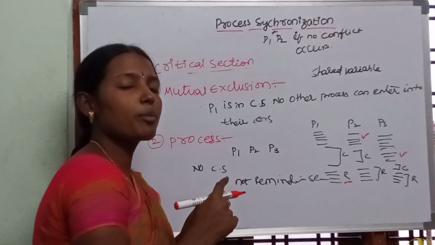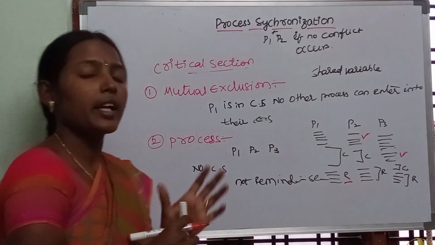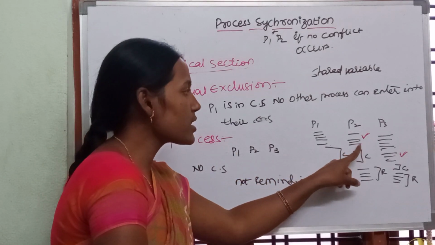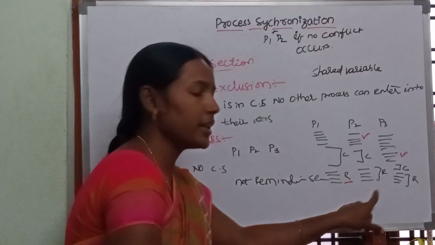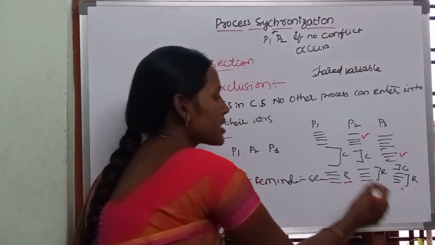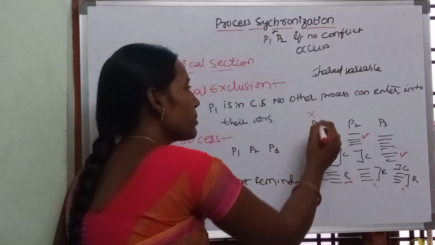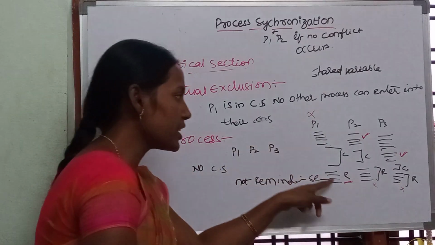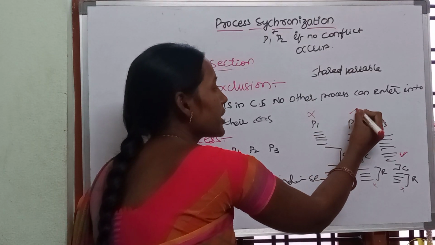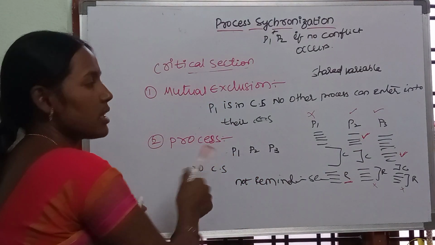Now if any one of the processes asks the system to enter into the critical section, it will give the permission to the processes that are not in the remainder section. Look here, P2 and P3 are not in the remainder section, P1 is in the remainder section. So the system will not give the permission to P1, because it is in its remainder section. The system may give permission to enter the critical section to P2 and P3. Such a condition we call progress.